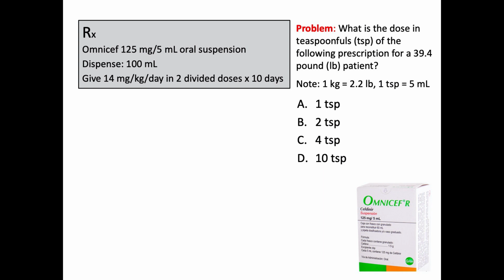Then the problem itself, what we're trying to solve for, says: what is the dose in teaspoonfuls of the following prescription if the patient weighs 39.4 pounds? And I'll remind you, I give you both conversions that you'll need, which is a weight conversion that 1 kilogram is equal to 2.2 pounds, and that 1 teaspoonful is equal to 5 milliliters. So see if you can determine what an individual dose would be in teaspoonfuls.